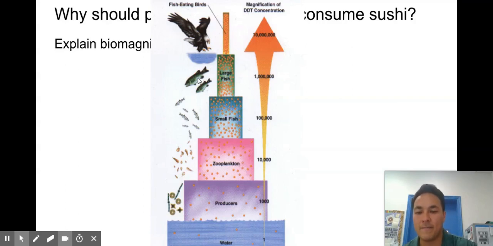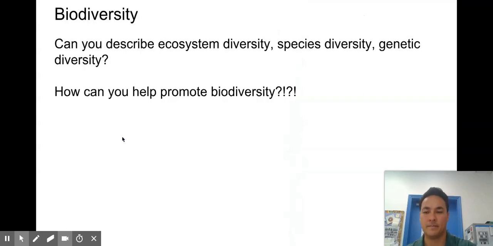So as the fish eat more and more and more of the small fish, they're going to get a higher concentration, and that can lead to real problems. And so it's really sad. And there's a famous example of that off of Japan with some mercury poison.